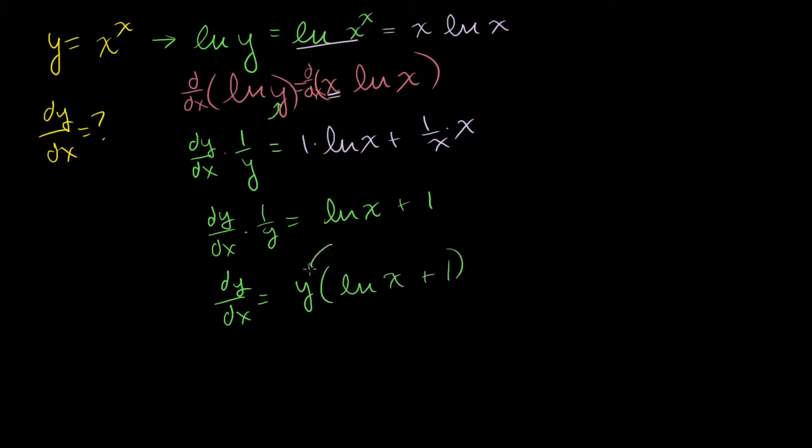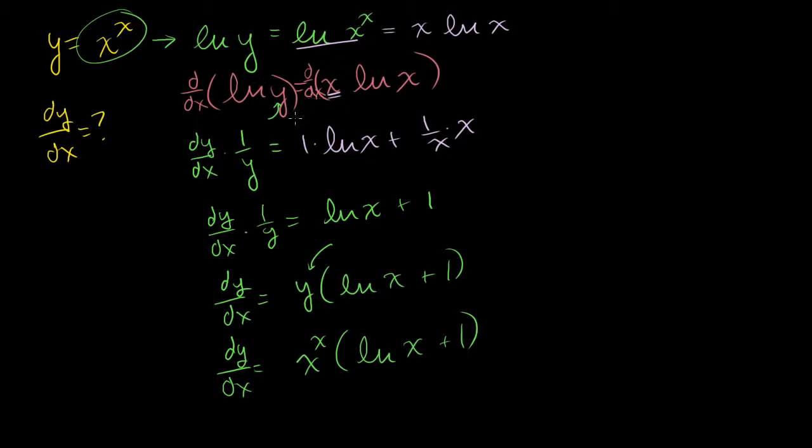And if you don't like this y sitting here, you can just make this substitution. y is equal to x to the x. So you can say that the derivative of y with respect to x is equal to x to the x times the natural log of x plus 1. And that's a fun problem, and this is often kind of given as a trick problem, or sometimes even a bonus problem if people don't know to take the natural log of both sides of that.